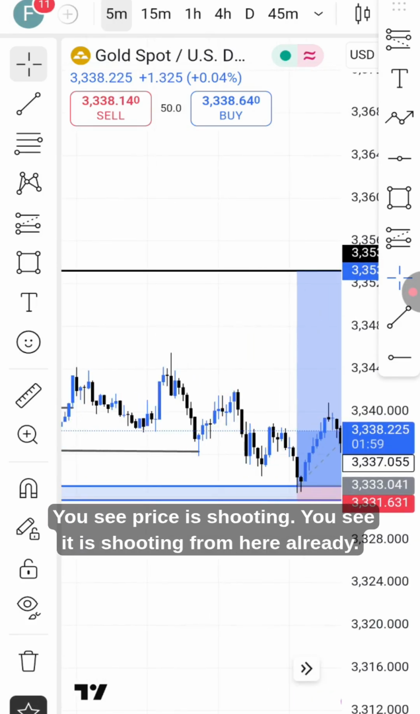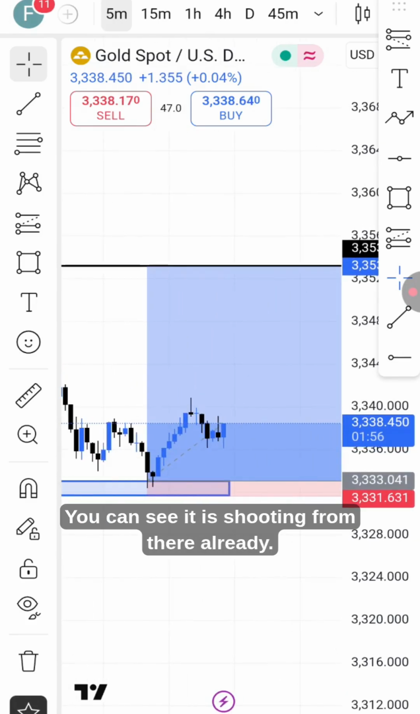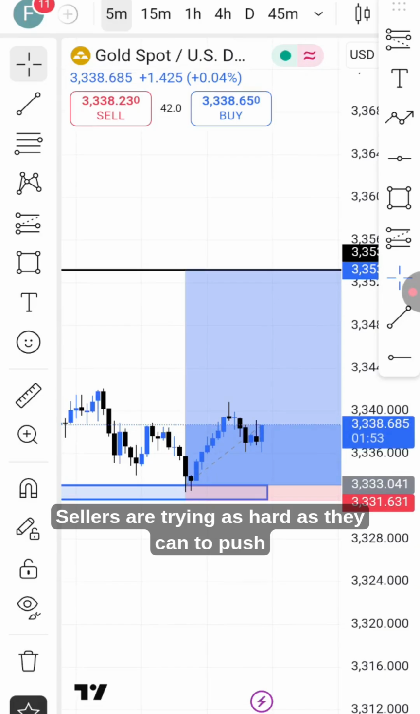As the price is shooting, see, it is shooting from here already. You can see it is shooting from here already. Sellers are trying as hard as they can to push the market down, but no.